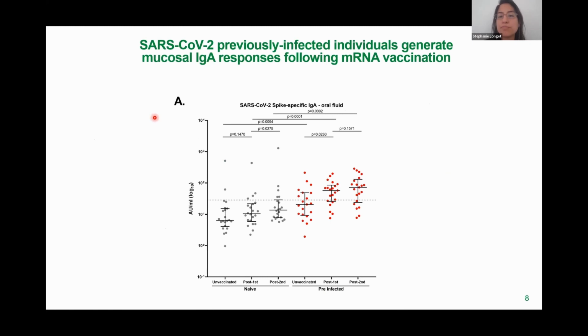As IgA is the most abundant antibody in mucosal fluid, we decided to also analyze spike-specific IgA responses in a subset of oral fluid from naive and pre-infected participants. You can see that mRNA vaccination can boost IgA responses, but only in pre-infected participants and much less in naive participants. So this result means that systemic mRNA vaccination can reactivate IgA responses, but only in pre-infected participants, so only if people were previously infected or at least maybe exposed to SARS-CoV-2.